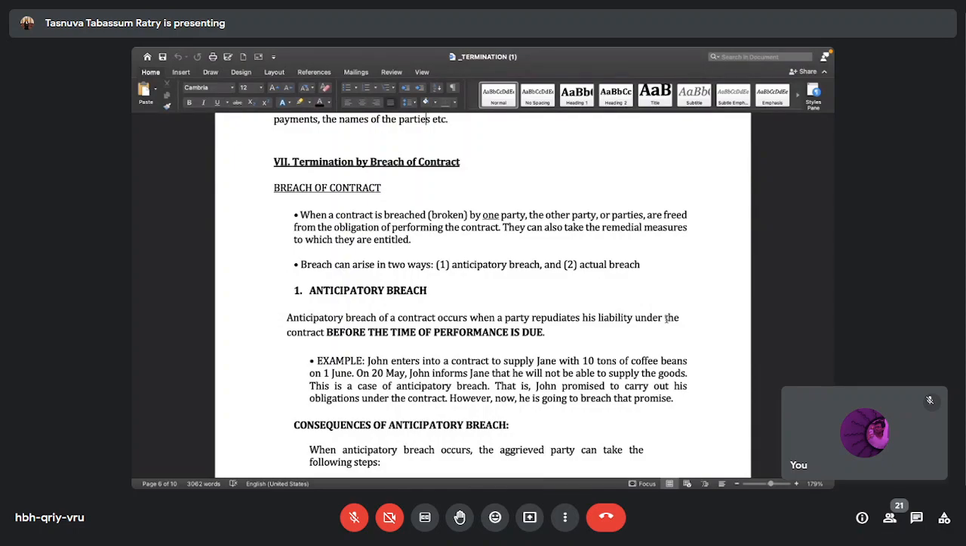Say, for example, there's a contract between John and Jane to supply 10 tons of coffee beans, and the delivery date is 1st June. Naturally, we know that the performance will be completed on the 1st June when the last delivery will be received. Say 10 days before, on 28th May, John informs that he will not be able to supply the goods. That is a case of anticipatory breach. So before the time of performance is due, one of the parties repudiates their liability under the contract.